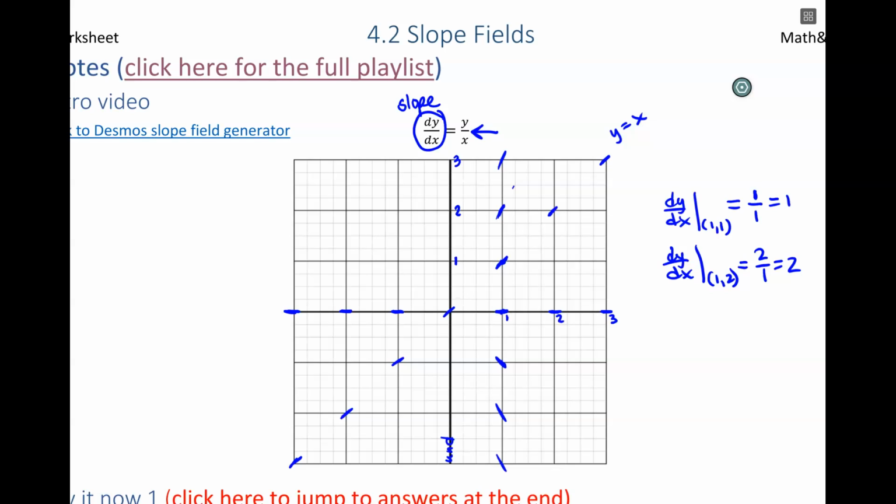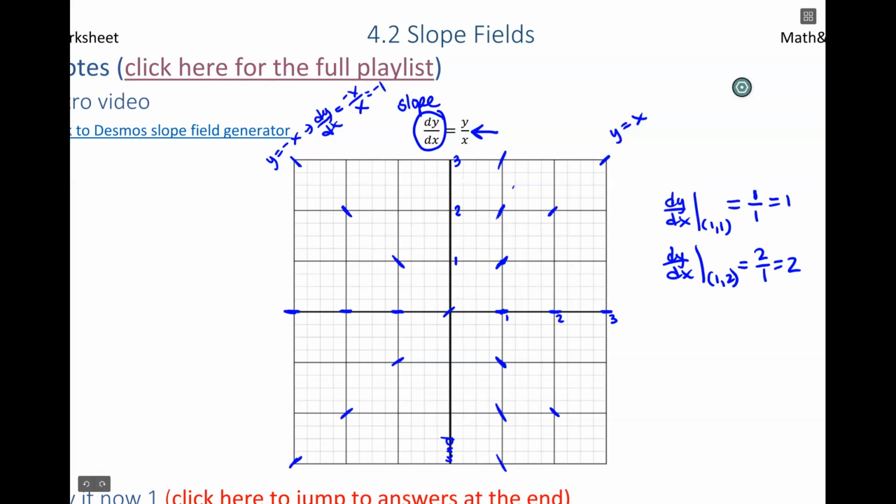You don't have to do that. You can just go point by point, but you can sometimes get some really neat things. You could also notice that if your y is the opposite of your x, then your slope is going to be negative x over x, -1. So for example, if I'm at -1, 1, then my slope is -1. And if I'm at -2, 2, my slope is -1.